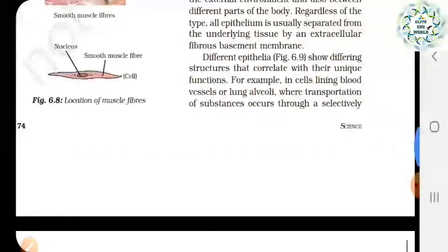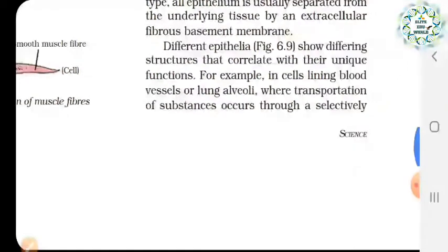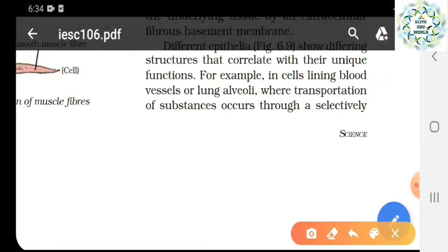For example, the cell lining of the blood vessels, or the lung alveoli. Inside the lungs alveoli or inside our blood vessels, in both cases the transportation of substances occurs. When we talk about blood, it is a transporter, moving in our body and providing transportation between the blood and all the other cells.